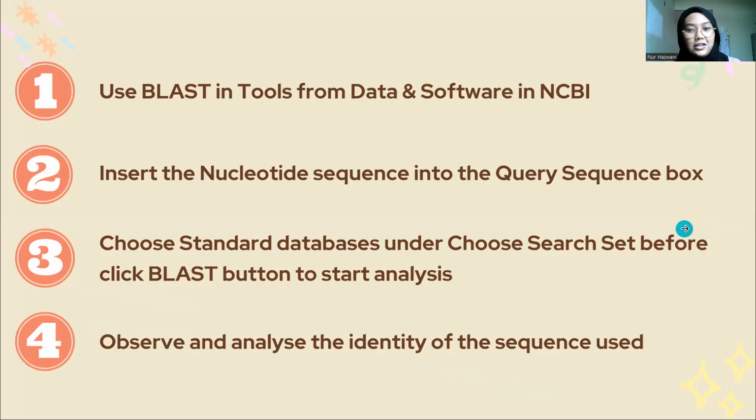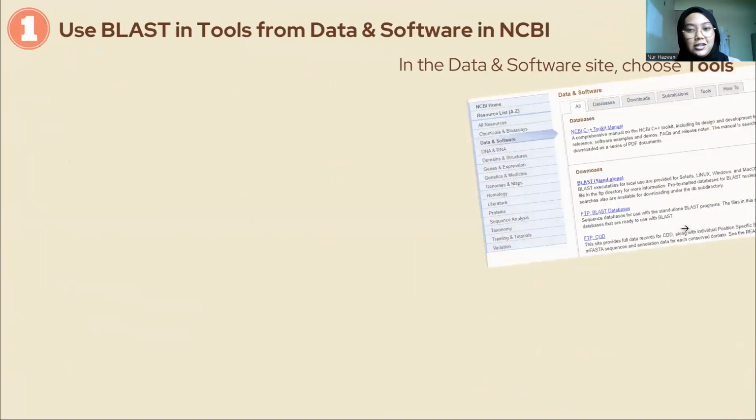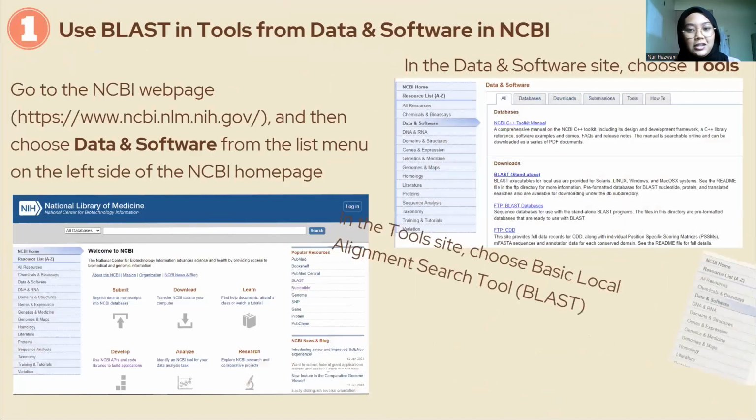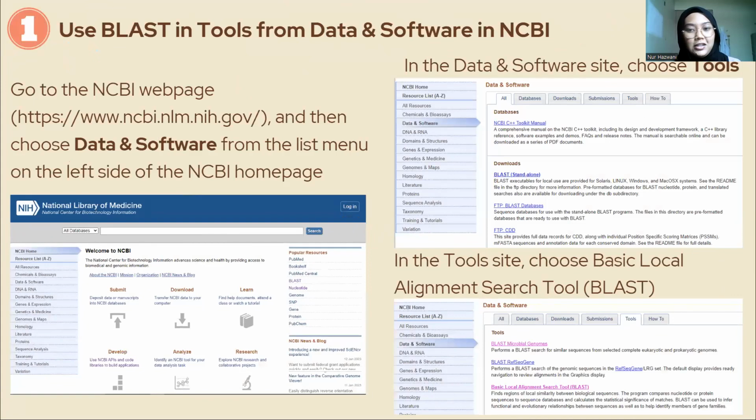So the first step, you go to the NCBI page as stated in the slide. And then you click the data and software from the list menu on the side of the NCBI homepage. After that, in the data and software side, choose the tools, and in the tools side, choose the Basic Local Alignment Search Tool, which is BLAST.